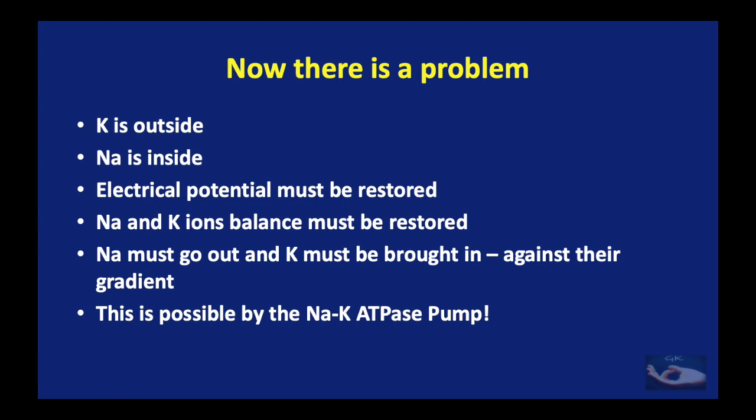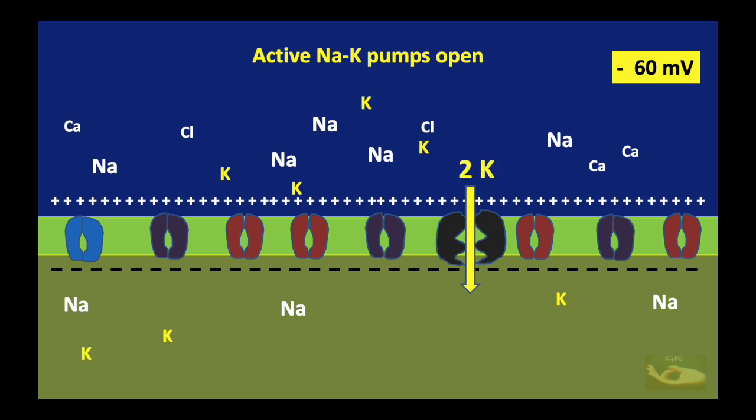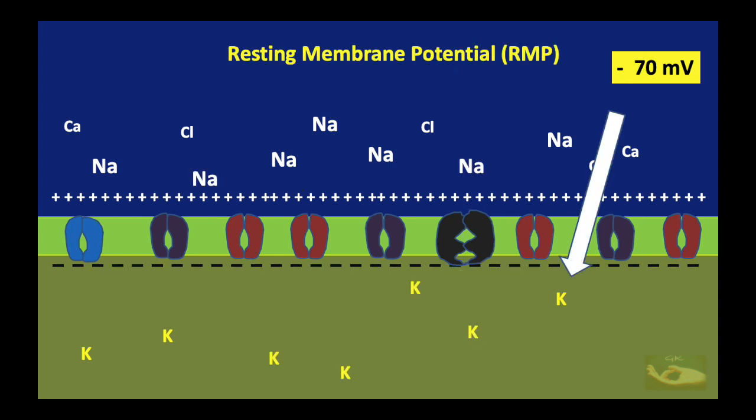This is possible by the sodium potassium ATPase pump. So now the active sodium potassium pumps open and push the sodium out. For every 3 ions of sodium which are pumped out, 2 ions of potassium are brought inside the cell. This pump is not a passive channel but an active channel which uses ATP for this activity. Now the resting membrane potential of minus 70 millivolts is restored and the ion balance is also restored.